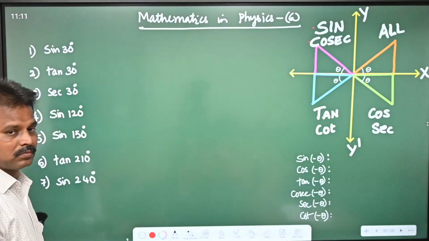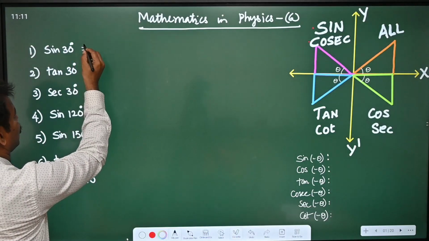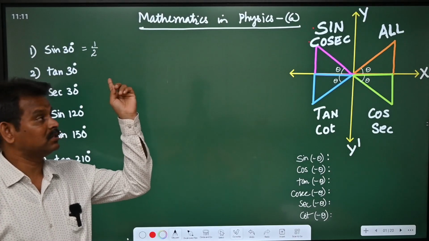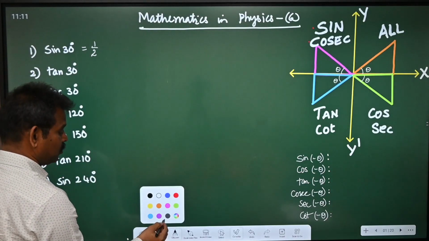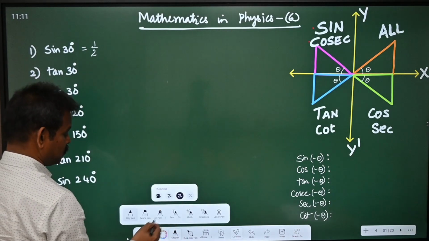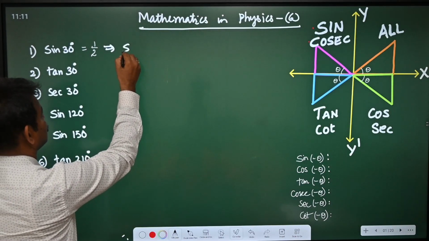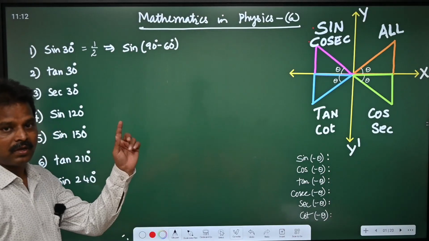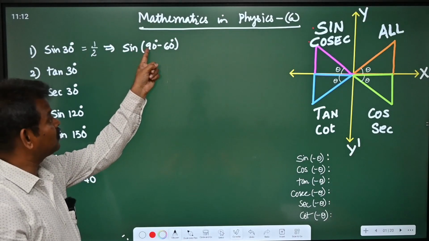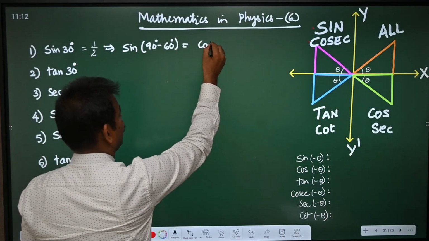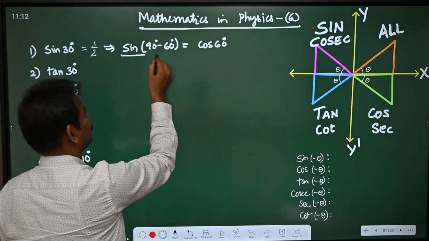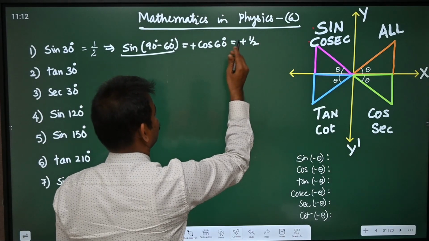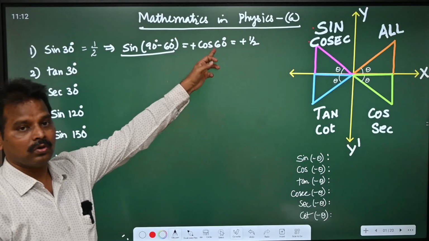Problems, very simple problems. We know sin 30 directly we can write as 1 by 2, from the trigonometric ratio table. But here students, sin 30 can also be written as sin(90 minus 60). Since it is a multiple of 90, this will become cos 60, and 90 minus 60 is in the first quadrant. In the first quadrant all are positive, so this is also plus 1 by 2. That means sin 30 is equal to cos 60.